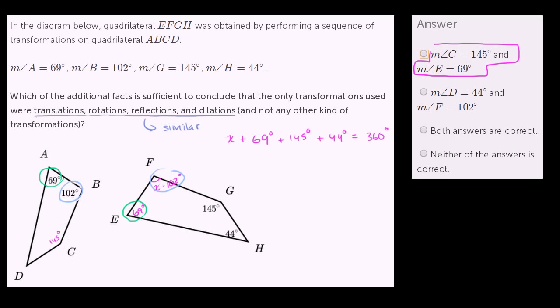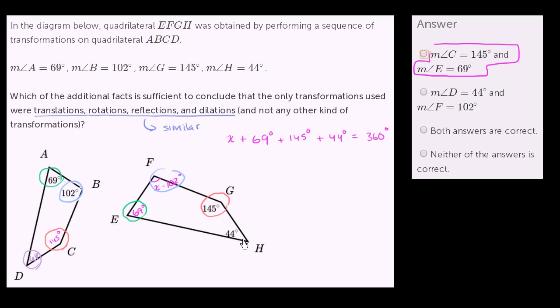Then you move to the next angle. It's 145 degrees. I've already used that green. The next angle, 145 degrees. Well, that would correspond to this one, 145 degrees. And if you know 3 of the angles, you know that this last one right over here, this 4th one, is going to have to be 44 degrees. You could take 360 and from it, subtract 145, 102, and 69, and you will get 44 degrees.